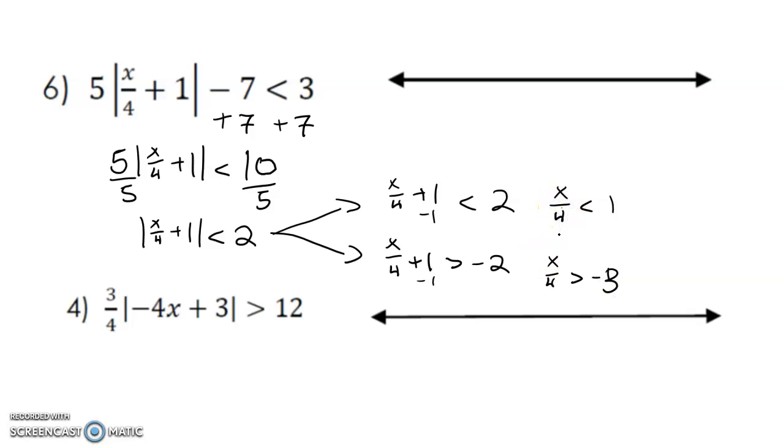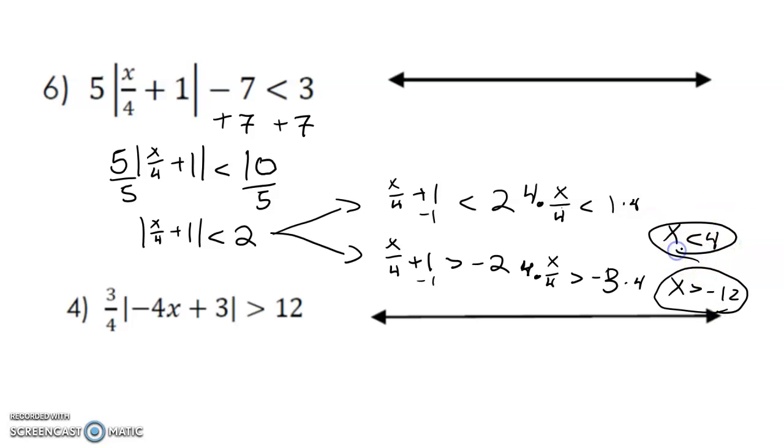Got the 4 on the bottom of a fraction now, so I'm going to multiply by that 4 on both sides. And I'm going to get x is less than 4 and x is greater than negative 12. If I go ahead and graph those, the smaller number goes over here, so that's negative 12. The larger number goes over here, so that's 4. Both are going to be open circles. And x is greater than negative 12, so I'm going to be shading this way. And then x is less than 4, which means I need to be shading this way.